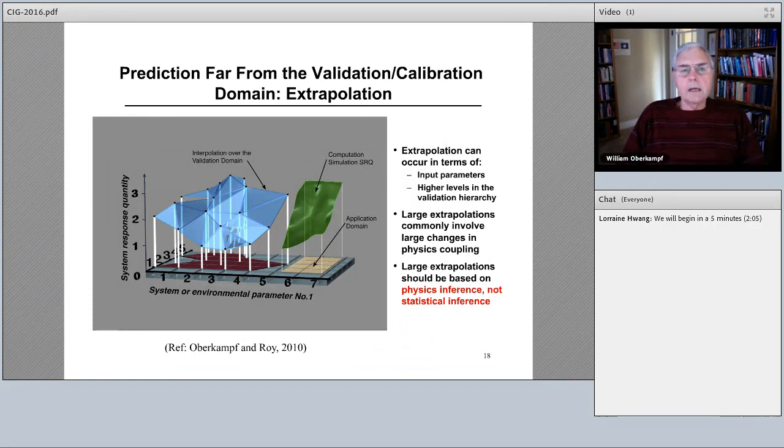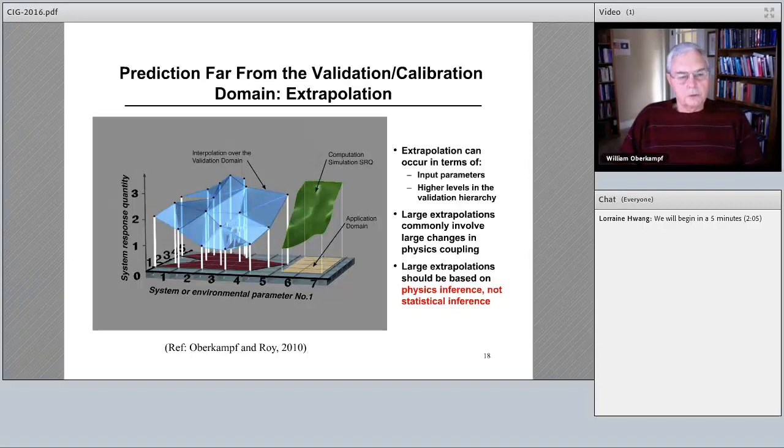Predictions far from the validation or calibration domain. This is what we commonly do, not only in engineering systems but in geosciences. And we usually refer to it as the extrapolation problem. Extrapolation commonly occurs in terms of input parameters, or another way to have an extrapolation is higher levels in the validation hierarchy. And this is a diagram that we have in our book. Suppose you have a two-dimensional input space, and you have the third quantity as a system response quantity.